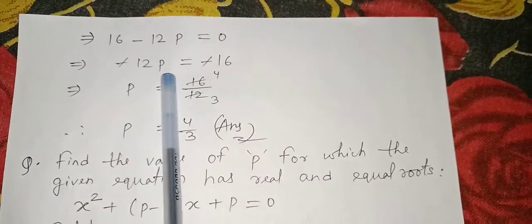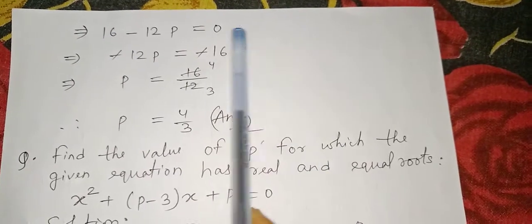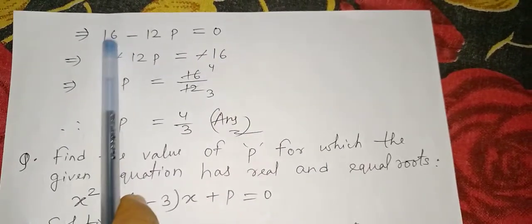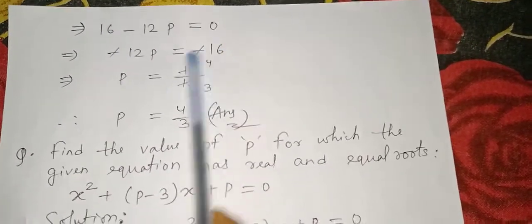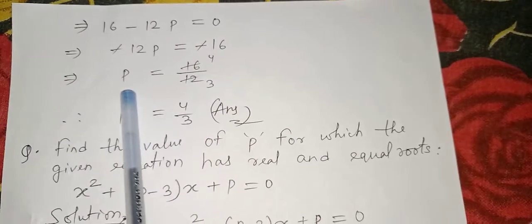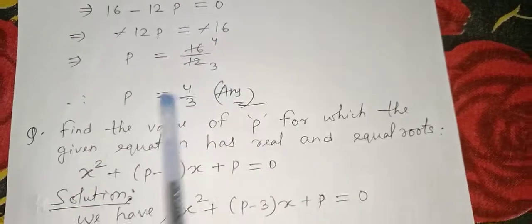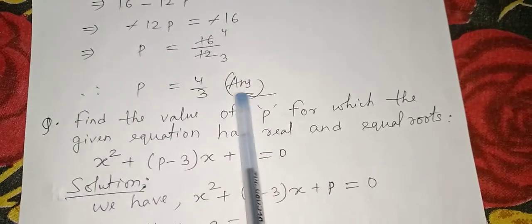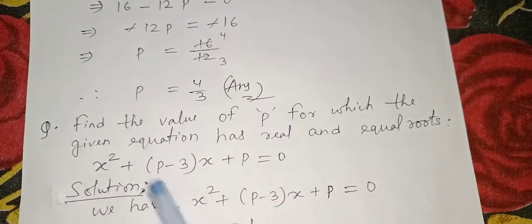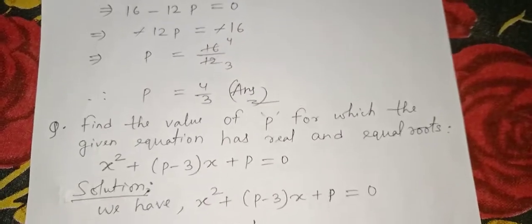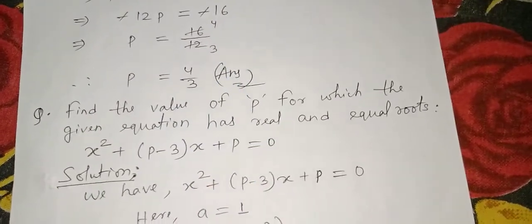So minus 12p equal to minus 16, because a plus number goes to that side as minus, and minus, minus got cancelled. So I can say p equal to 16 by 12, and if you cancel it, 4 by 3. So the value of p is 4 by 3, which was the question asked. Find the value of p. So the value of p is 4 by 3.